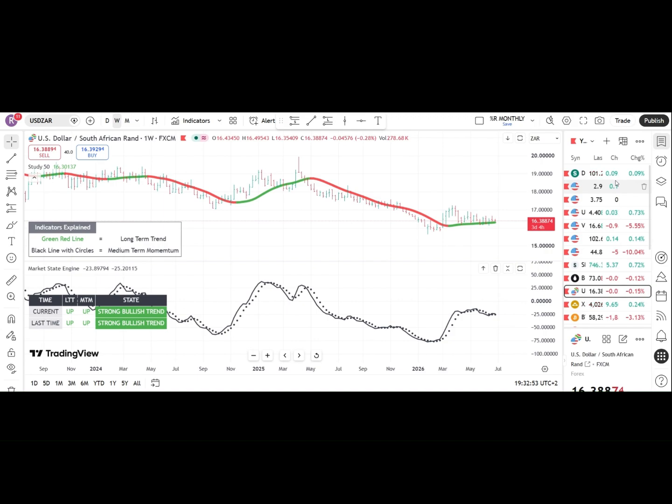The South African rand over the US dollar, or maybe the other way around, US dollar over the South African rand, is continuing its strong bullish trend. So the US dollar is strengthening against the South African rand.